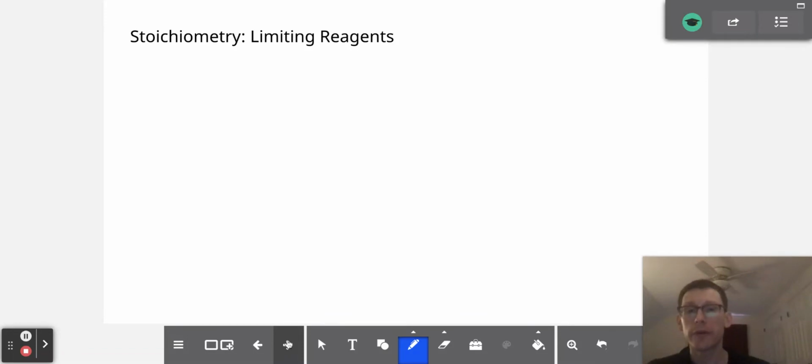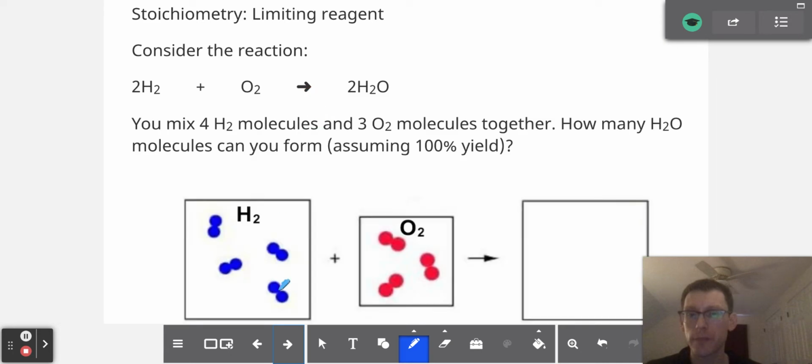In this video, we're going to learn how to do stoichiometric calculations that include limiting reagents. So first we need to understand what a limiting reagent is versus what an excess reagent is. And here's an example of a reaction. Two H2s plus O2 gives you two H2Os.